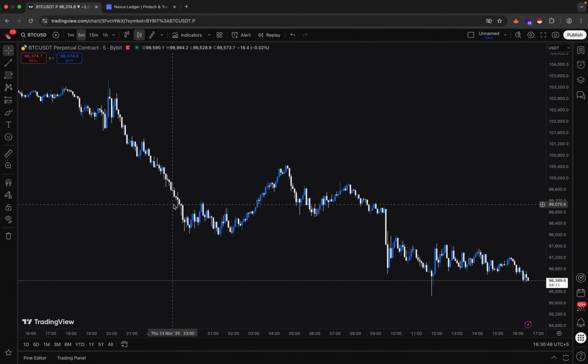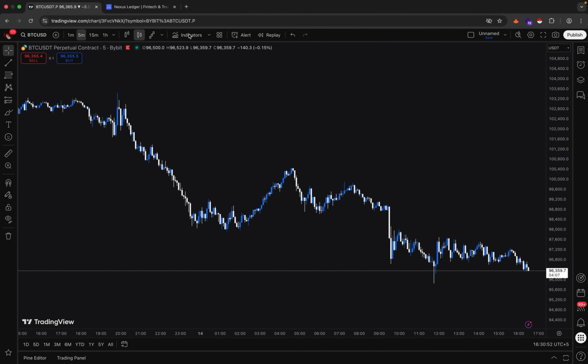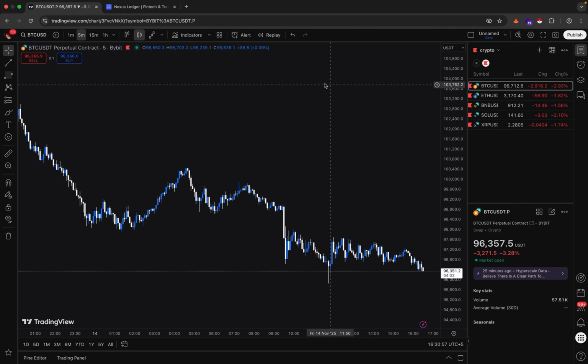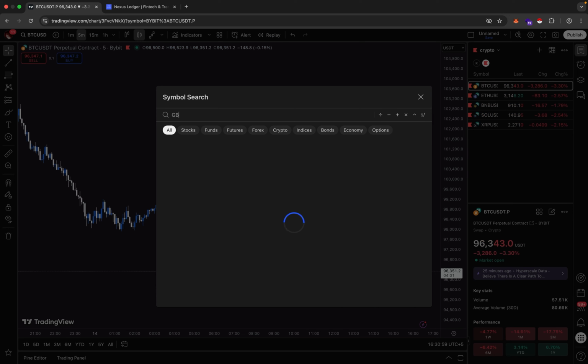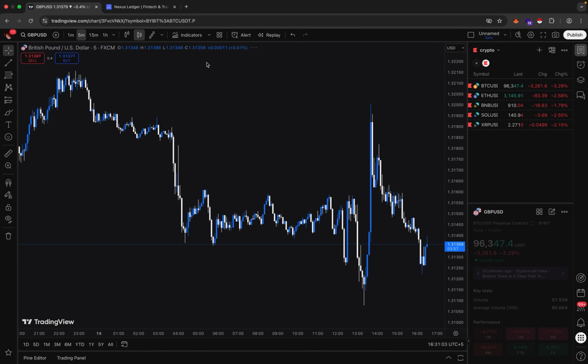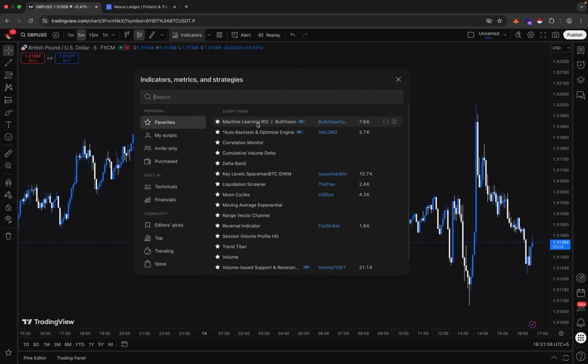Top 3 indicators recommended by Nexus Ledger that you can actually try or tinker with. So let's just go into it. You can use it for any asset, so even if you want to use it for, let's say, GBP USD, you can use it for that as well. Let's just get into it. Just go to indicators, and we have already favorited it. This is not in numbering, it's just the top 3, so all are very good.